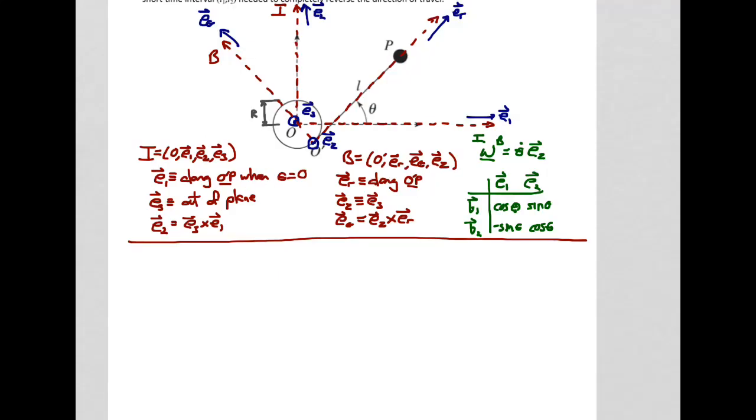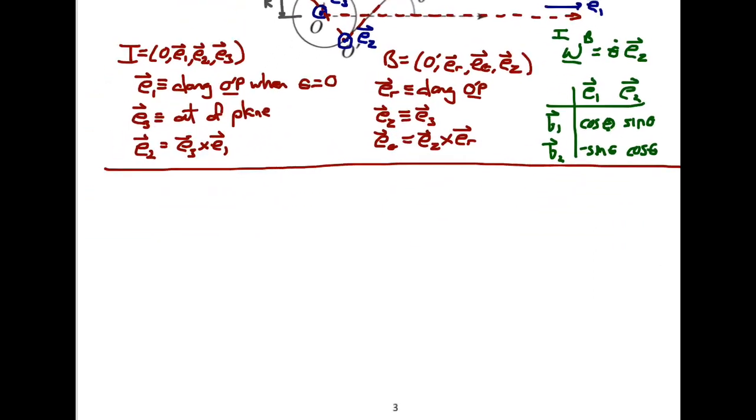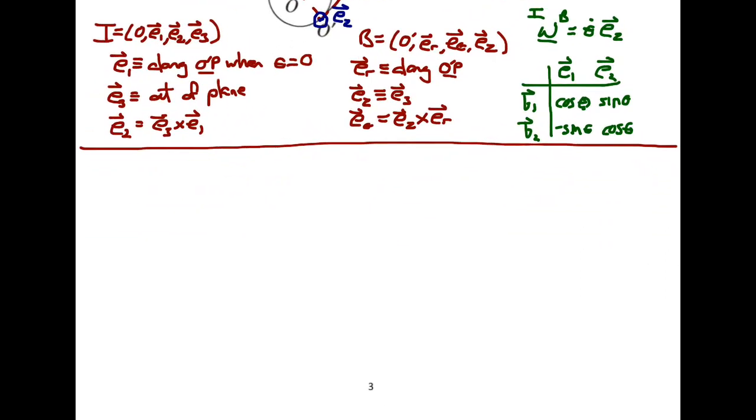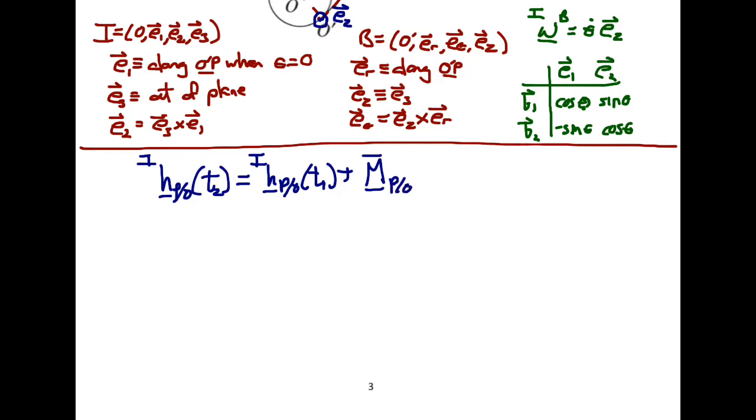Now remember, our objective is to reverse the velocity by applying an impulse. So let's write down our impulse momentum relationship, which says that the angular momentum at time 2 of point P about point O is equal to the angular momentum of point P about O at time 1 plus, here's our angular impulse, P about point O, time 1 to time 2.